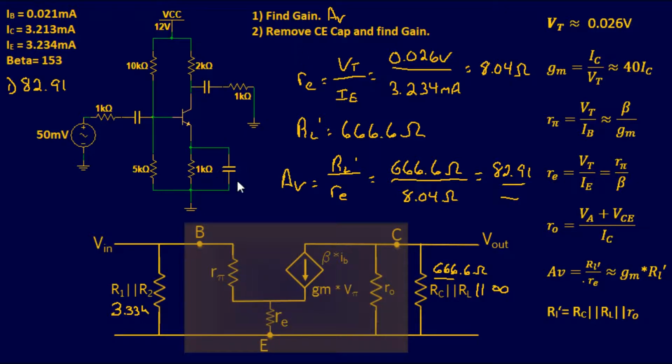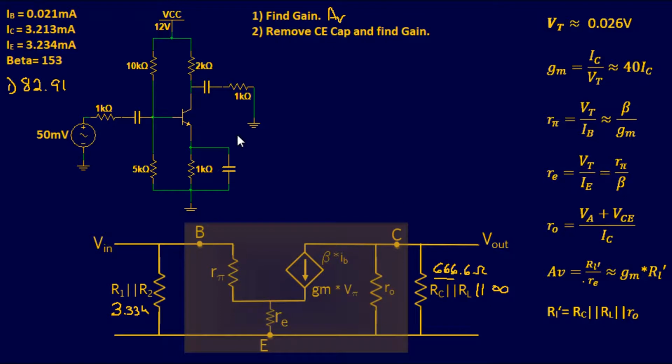Now number two, we're going to remove the emitter bypass capacitor and find the gain again. We're going to remove the capacitor from the equation, which means our emitter resistor is no longer shorted. It's actually in the equation. So let me go ahead and erase this. If we remove this from our circuit, it looks like this resistor is now back in play.